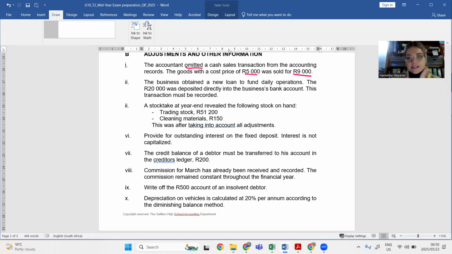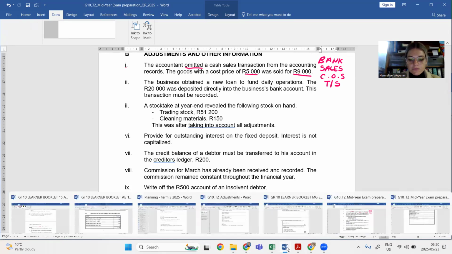So what do we do with a cash sale? We say that we have more money in the bank, and bank is an asset. Assets increase on the debit side. Why do we have more money? Because of the sale. So your sales account also needs to increase. And remember, sales increase on the credit side. Then I know that I cannot have sales without trading stock leaving my business in the form of a cost of sales expense. So I have more cost of sales expense, less trading stock.